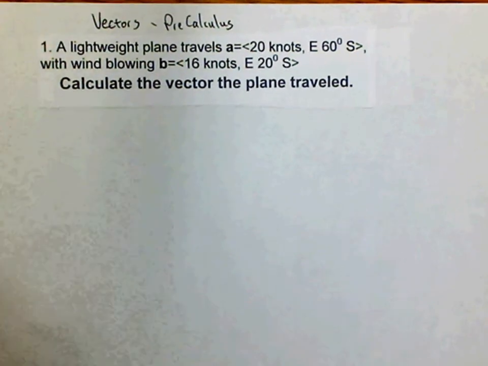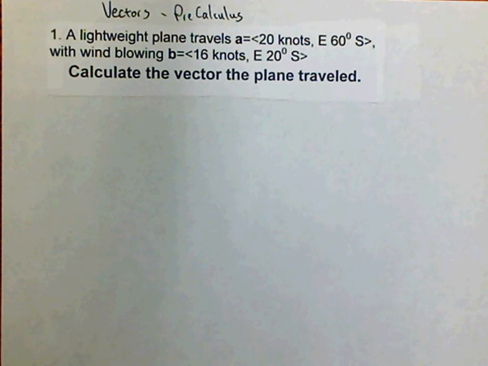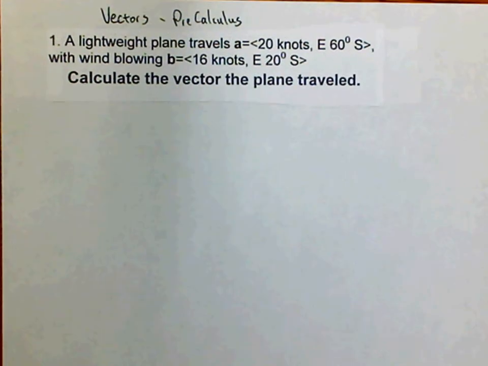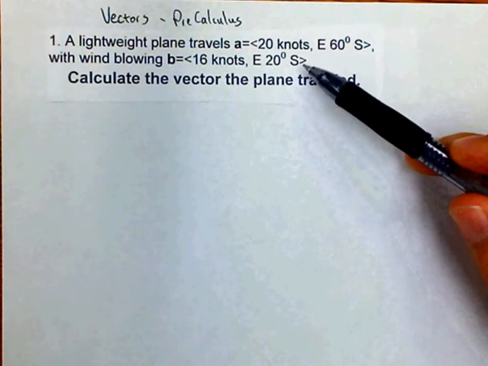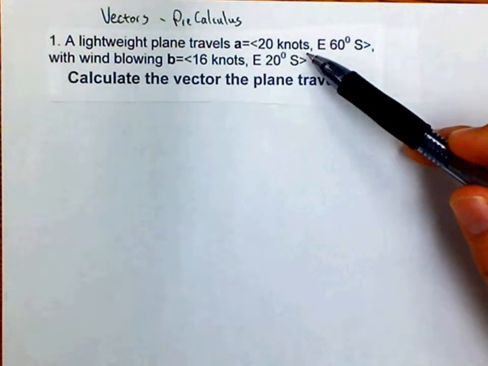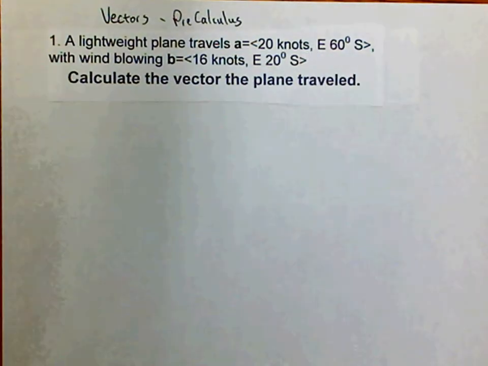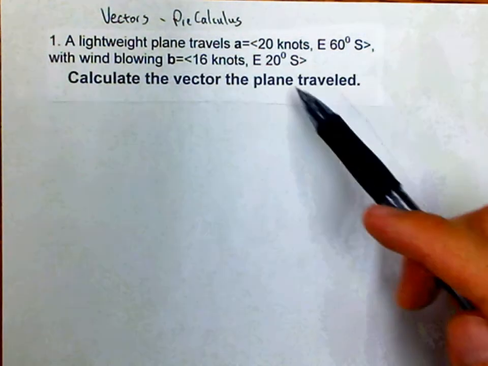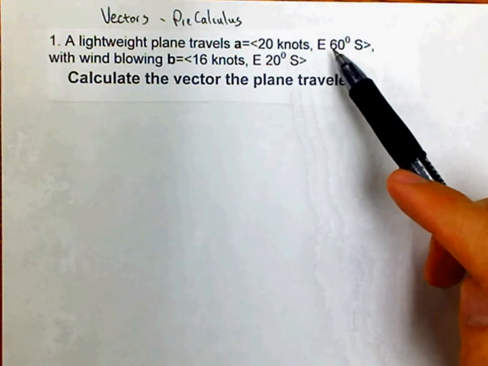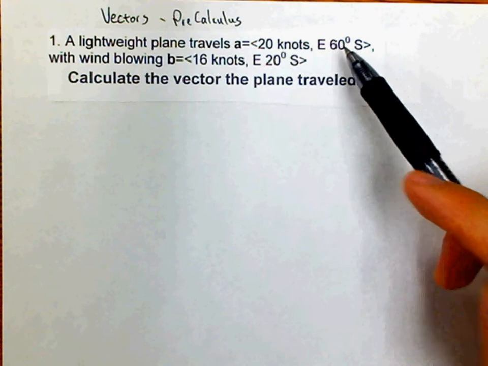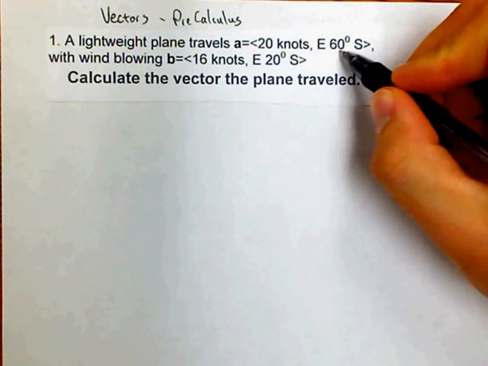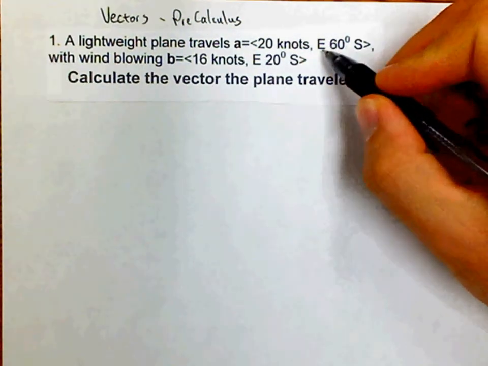Okay guys, I want to run through problem number 1 from your homework last night. So we have two vectors here describing a plane. We're talking about the velocity of the plane. Knots is a measure of speed. So we have a lightweight plane that travels first 20 knots in an east 60 degrees south direction. That means, again, 60 degrees south of east.